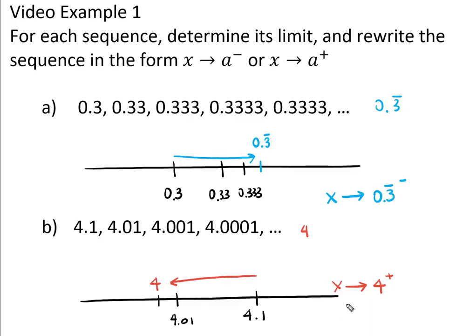For any graph, it doesn't matter if our number is positive or negative. It just matters if we're approaching it from the positive side or from the negative side. So the left-hand side is the negative, the right-hand side is the positive.